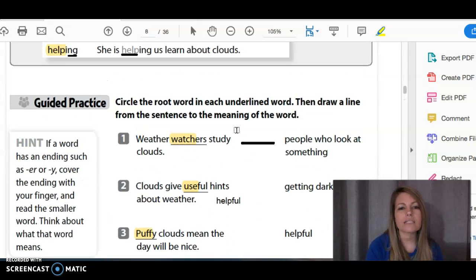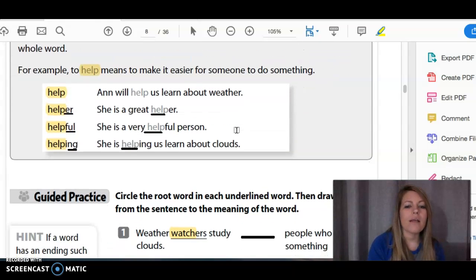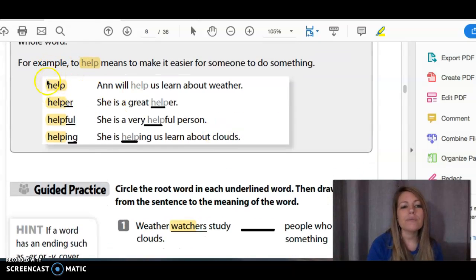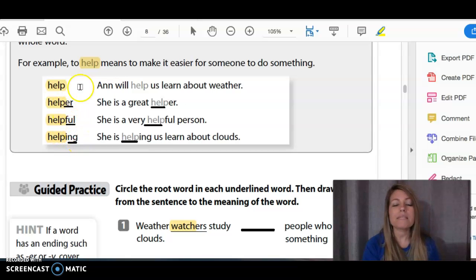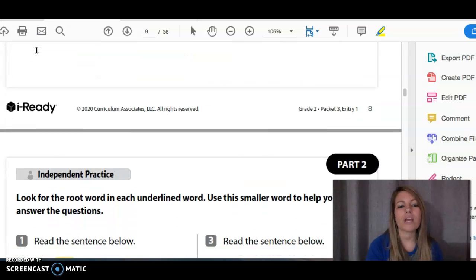Today we learned that some big words can actually be broken into parts. That's because they have a root word, which we usually know the meaning of. The root word is the main part of the word, and then they'll have a suffix like er, ful, ing tagged on at the very end to change the word slightly. So we've got root words, which are the main part of the words, and then we have our suffixes at the end. All right, good luck on doing number 3 and 4 on pages 8 and 9.